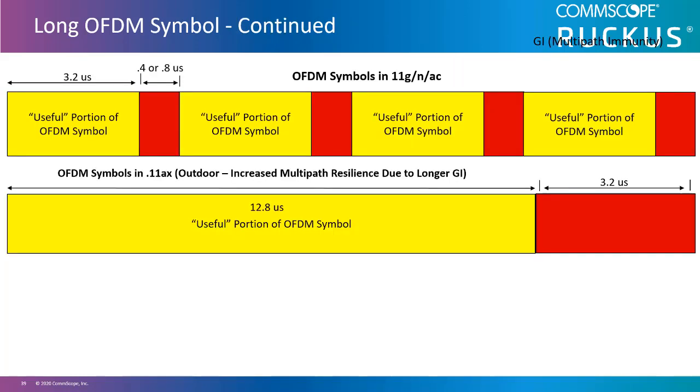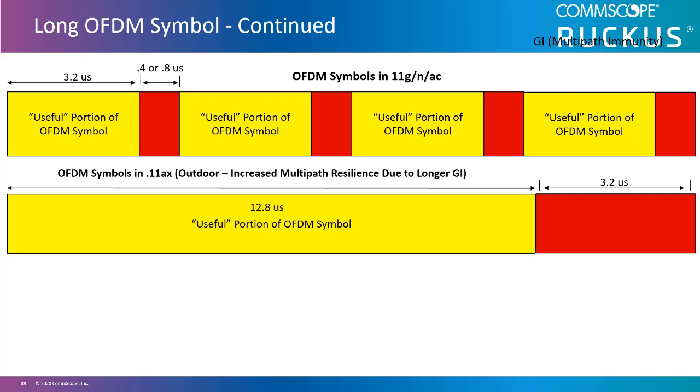The way we can make this work is by looking at the bottom graph. Here we quadruple the duration of the red portion. Instead of 0.8 microseconds, it's now 3.2 microseconds, which means it can tolerate reflections coming from much larger distances. The yellow portion has been increased fourfold to 12.8 microseconds, which gives a lot of outdoor multipath tolerance and keeps the overhead the same. The yellow and red portion constitutes one OFDM symbol. This increase in size is called long wave OFDM symbol.